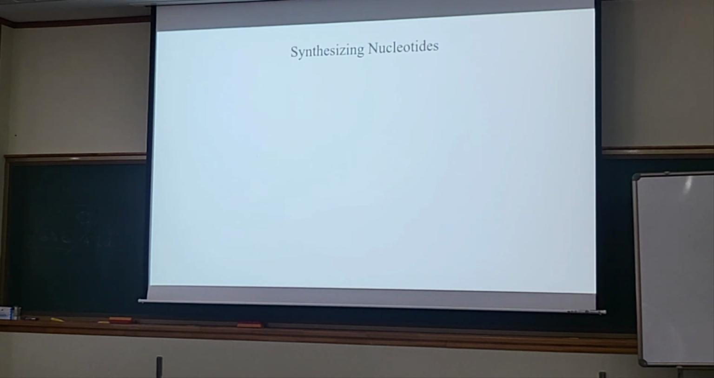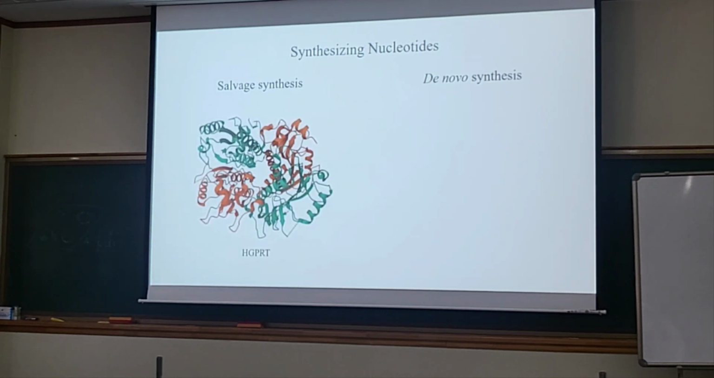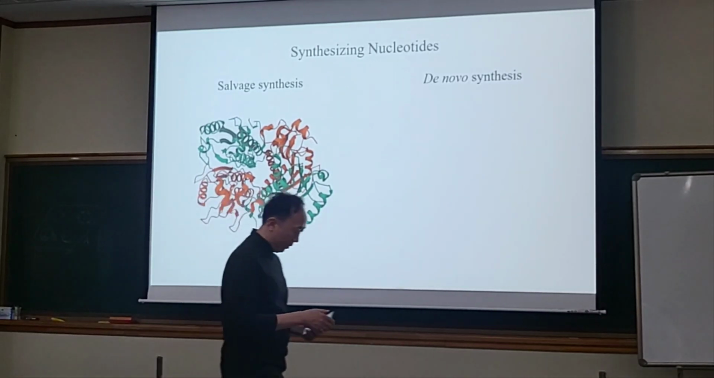Typically, human cells have two different pathways of synthesizing the nucleotides. One is the salvage synthesis, and the other is the de novo synthesis. We won't be getting into the details of these two synthesis procedures, but we need to know about the two key enzymes that take part in these pathways. One is the HGPRT, or hypoxanthine guanine phosphoribosyltransferase, which plays a key role in salvage synthesis and uses hypoxanthine as a substrate.